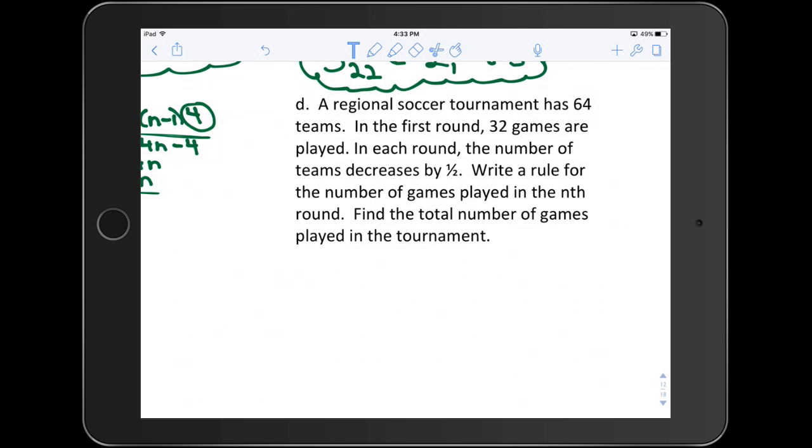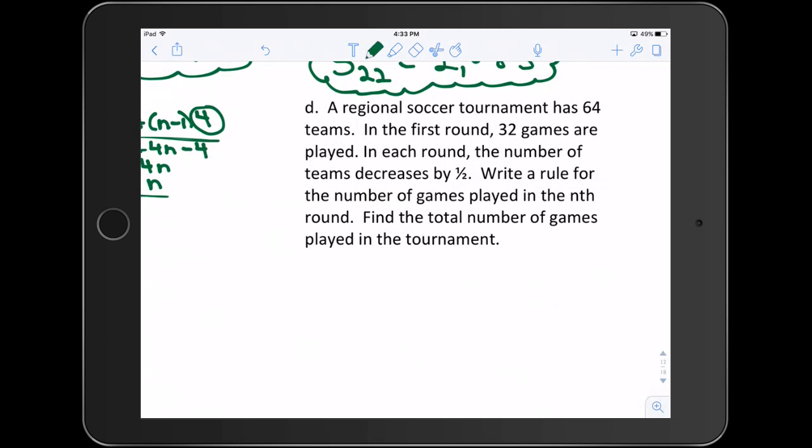The number of teams decreased by 1/2. That's talking geometric, right? You're dividing by 2, or multiplying by 1/2, however you want to think about it. It says, write a rule for the number of games played in the 9th round, which really means find the explicit rule for the geometric sequence, like you did in section 8.1, and then find the total number of games played in the tournament.